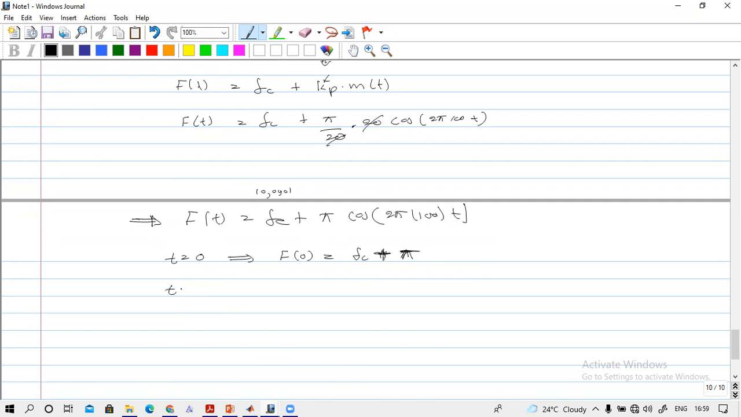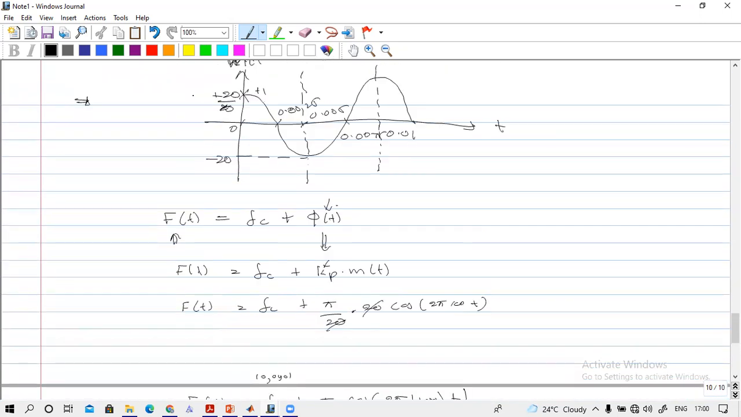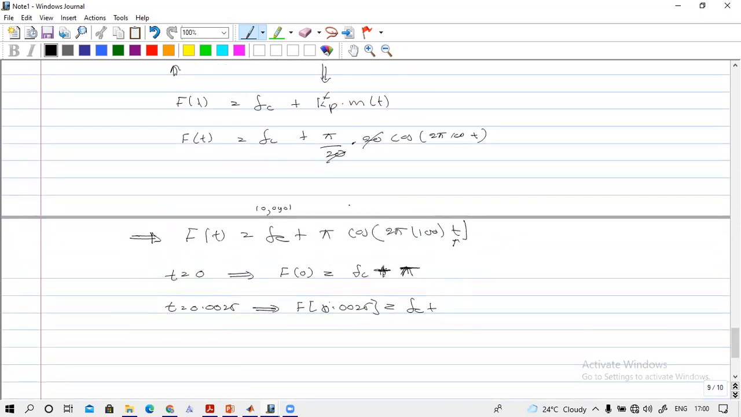So if you consider t is equal to 0.0025, what is the instantaneous value? At 0.0025, that means this point, no? Here the cos of 2π500t is 0. So it will be 0. So you have fc plus 0. That means you will get fc.